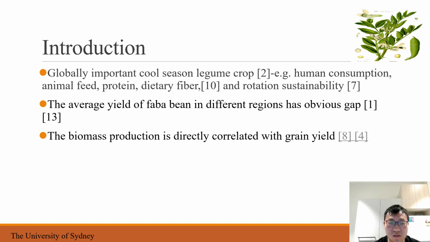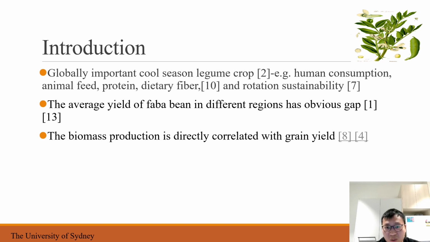As you can see in the top left corner, there is a picture of faba bean. Faba bean is a globally important cool season legume crop, which can be used to satisfy human consumption, animal feed, and protein, and dietary fiber. Moreover, it can improve the rotation sustainability of cropping systems through nitrogen fixation and disease cycle break.